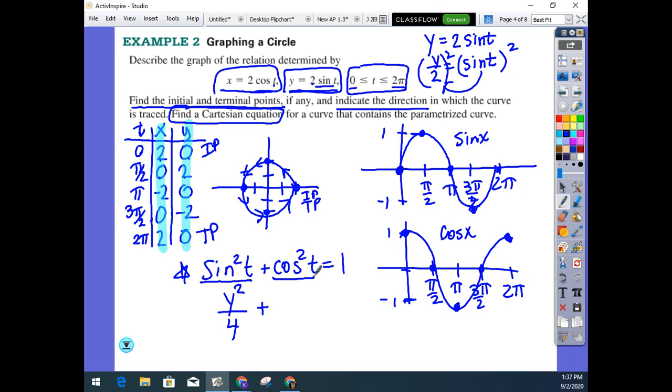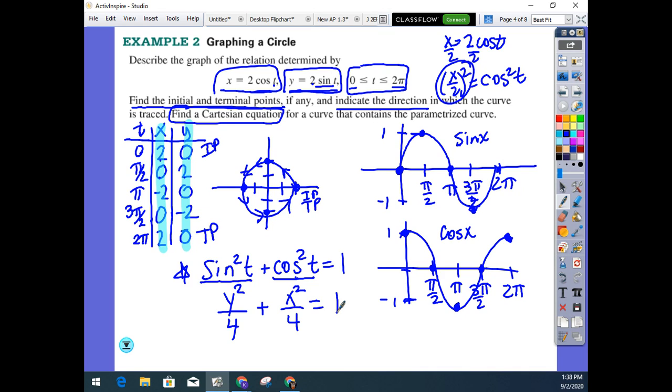Plus, now I'm going to do the same thing to get cosine squared. I'm going to make some room. So I'm going to do the same thing with the x. So if x equals 2 cosine t, I'm going to divide by 2. Then I'm going to square both sides to get cosine squared. Then I can substitute x squared over 2 in place of cosine squared. I'm going to go ahead and just square each one.